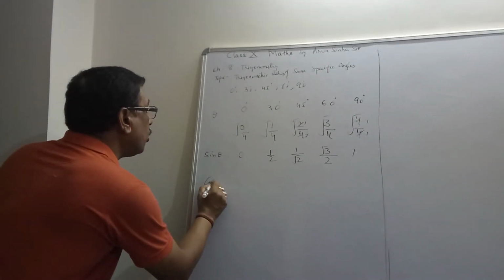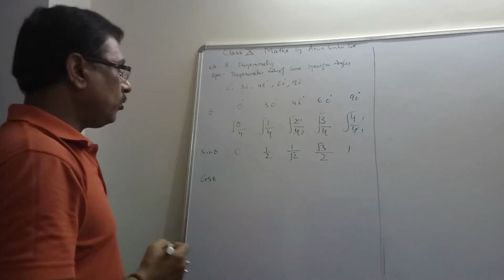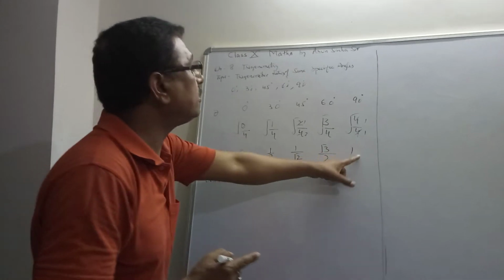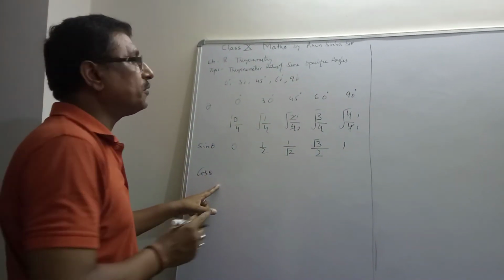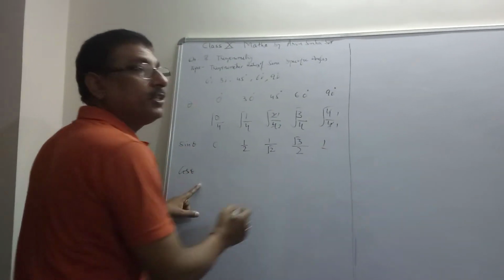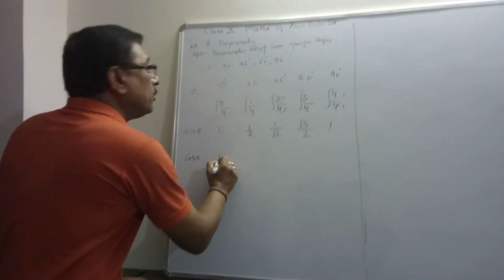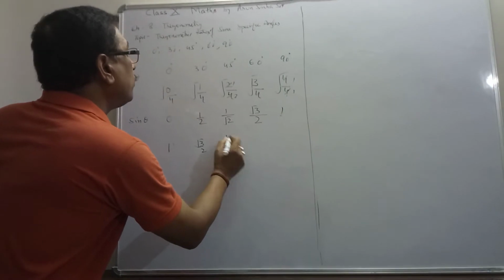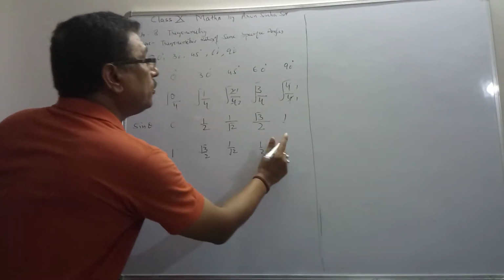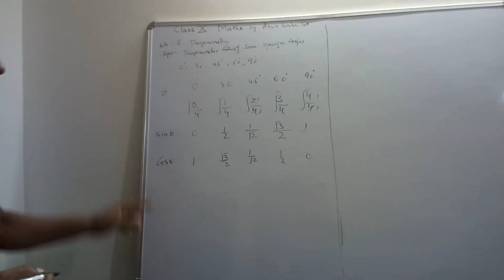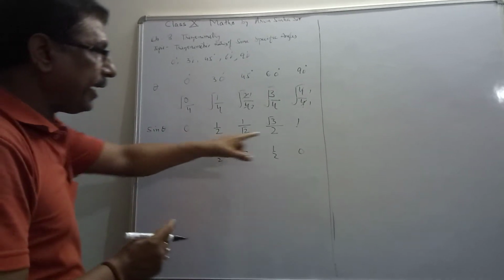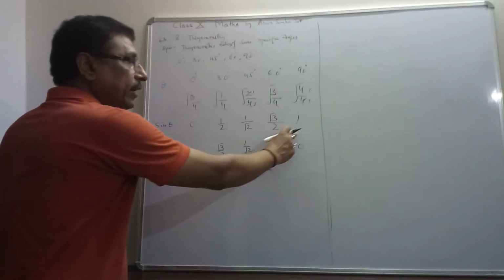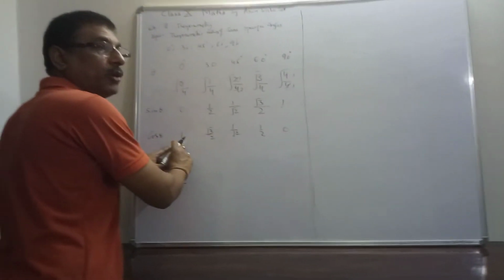Now see the next, cos theta. Remember this: write all these values in decreasing order. Start with 1, then root 3 upon 2, then 1 upon root 2, then 1 by 2 and then 0 here. That means once you find the values of sine theta, we write them in reverse order for cos theta.